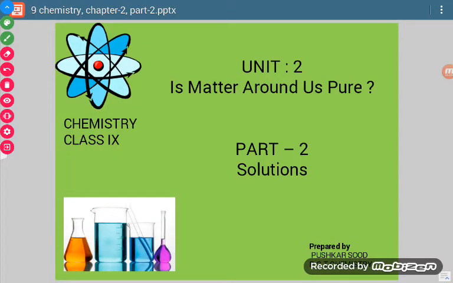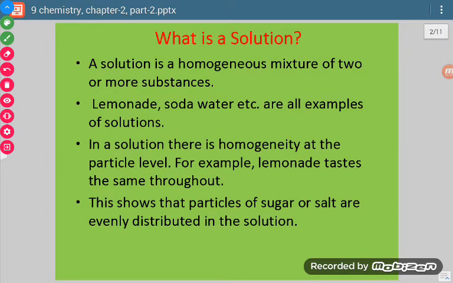Good morning, students. So today we are going to discuss the second part of our second chapter, solutions. Now, first of all, what is a solution? A solution is a homogeneous mixture of two or more substances. For example, lemonade, soda water, etc. They are all examples of solutions.